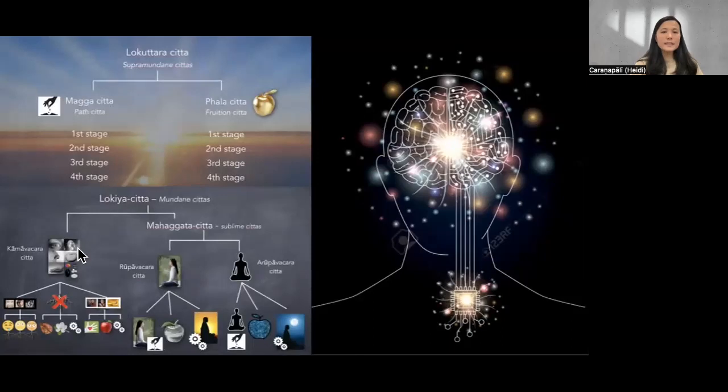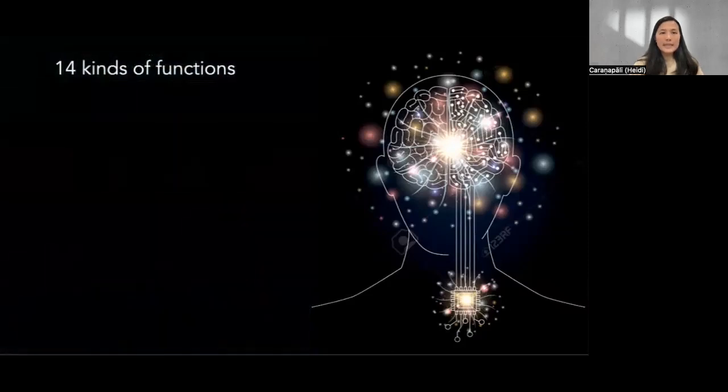Every single citta has a function. When they arise, they perform their function, and then they cease. So today we are going to talk about the functions of these cittas. There are 14 kinds of functions altogether, which means all the 89 or 121 cittas perform at least one of these 14 types of function.